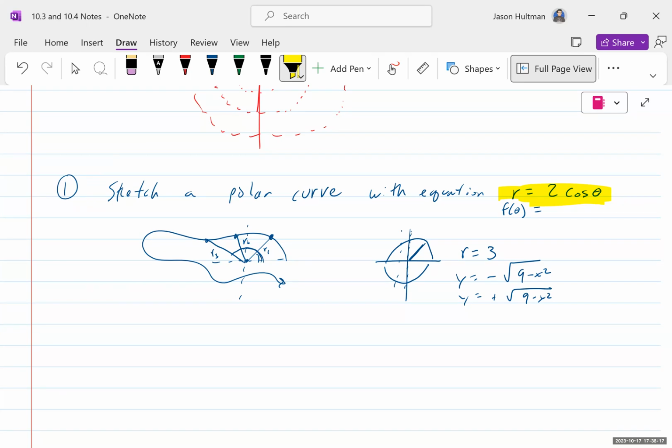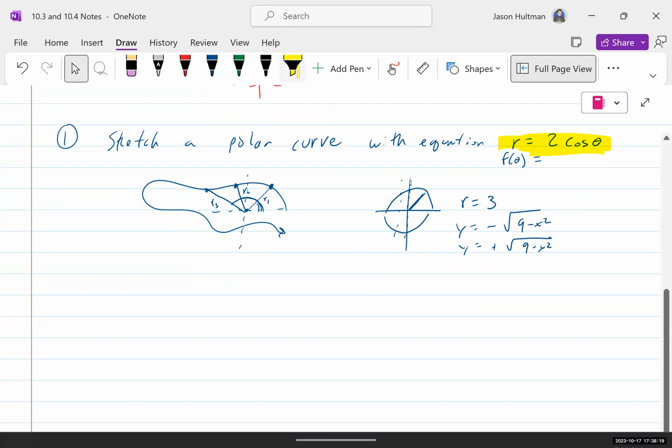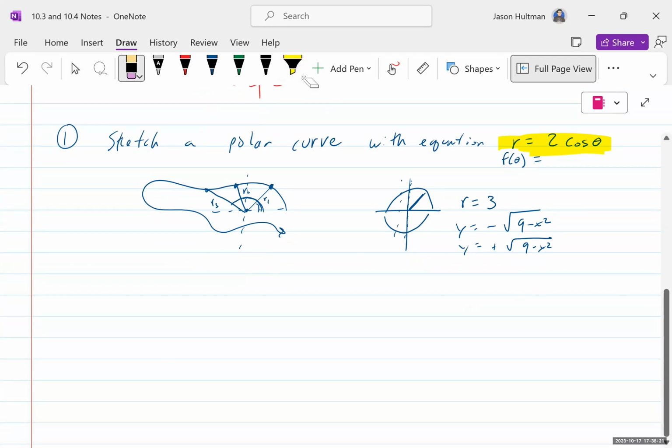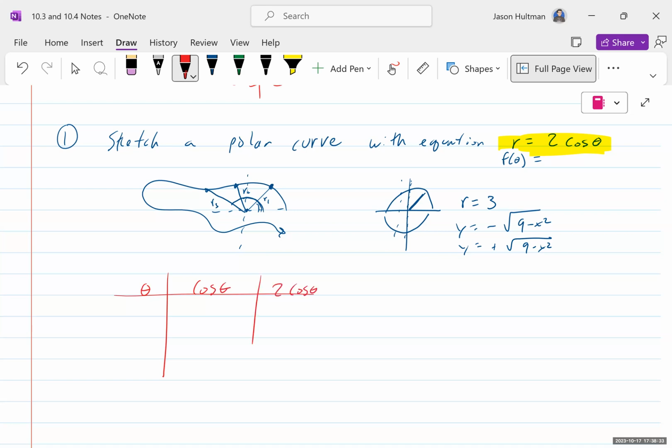Okay, so let's look at different values of theta here. I'm going to build my function here for r. I would say theta, and then cosine theta, and then 2 cosine theta, and that's going to be equal to r, right? And so once I get r, I can write it in terms of a polar coordinate theta, r.